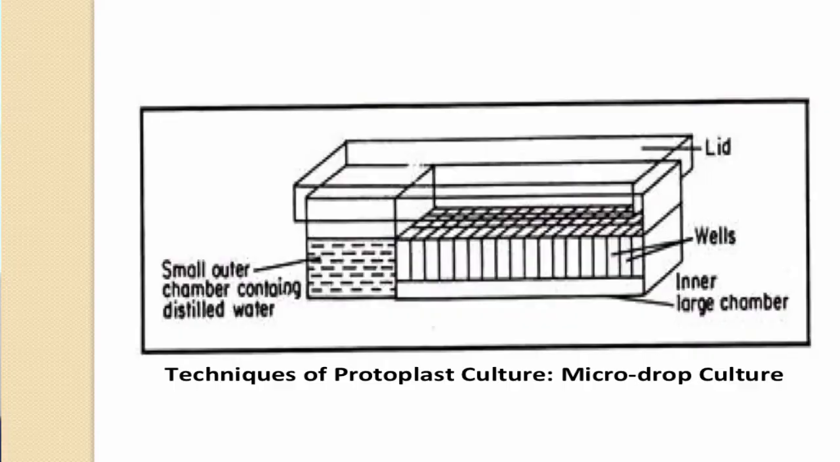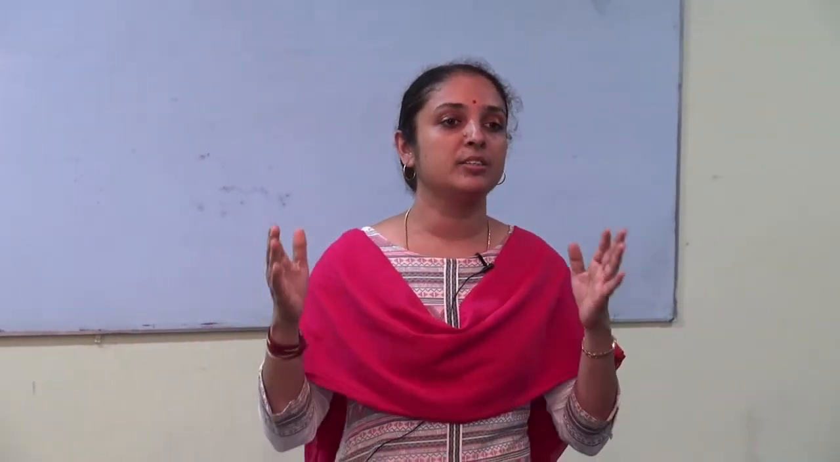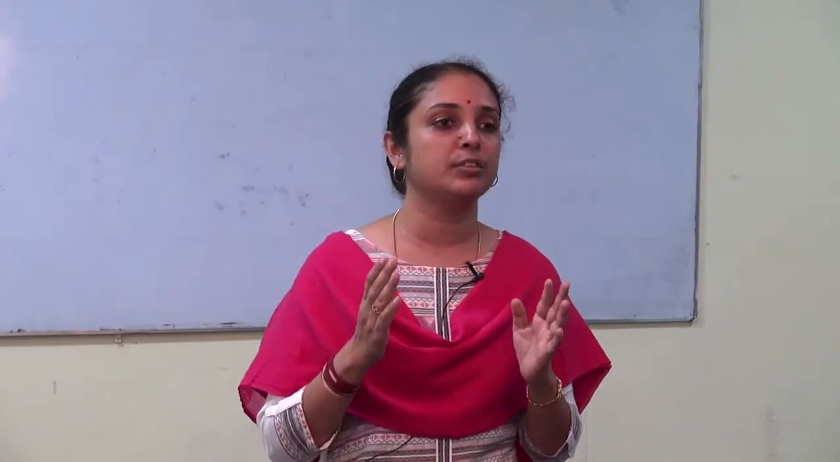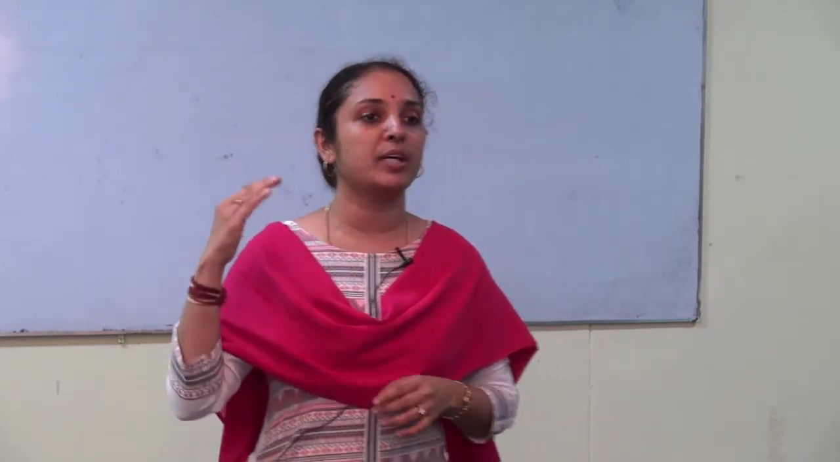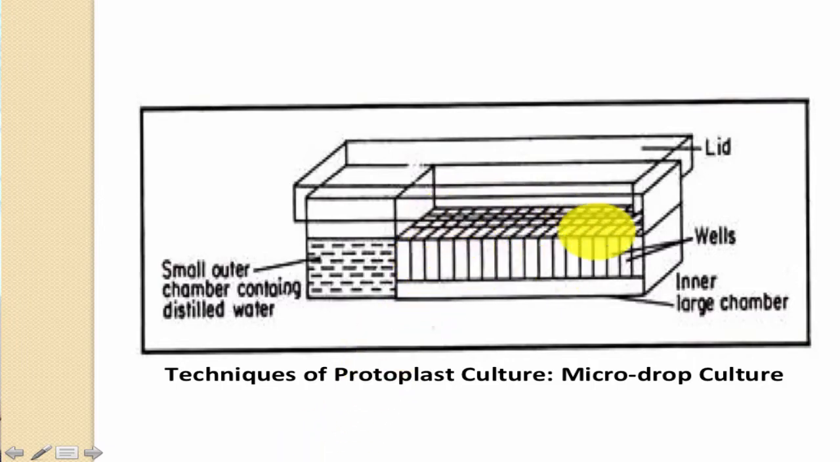The next technique is microdrop culture. Microdrop culture uses a tank which is divided into two. One part is full of sterile distilled water, and the other is subdivided into micro wells. These are the micro wells here. You can see the divisions, which look like cylindrical structures. Sterile distilled water is placed here. Why is it placed here? To maintain humidity.